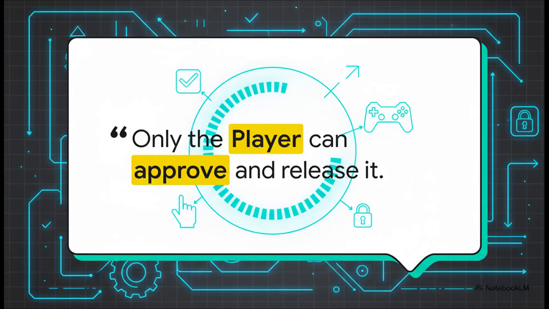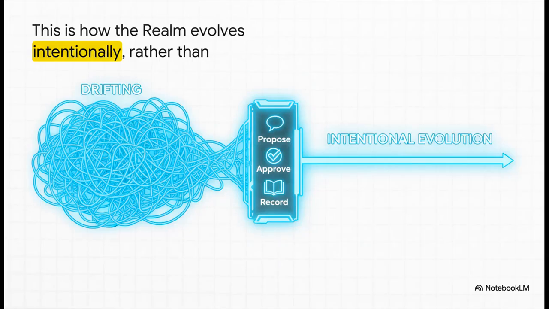Let's just pause on this for a second because it is the most important rule of the whole system. Only the player can approve and release it. This is your non-negotiable safeguard. It means that while your AI agents can be amazing, proactive partners suggesting all sorts of improvements, you, and only you, always remain in the driver's seat. The system serves your vision, not the other way around. And this just ties it all together so perfectly. By channeling every single change through this simple propose, approve, record loop, your realm evolves deliberately. You are steering the ship. You're replacing that chaotic, undocumented drift with structured, intentional growth.